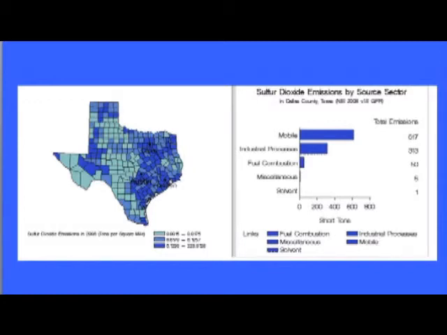Here's a chart of Dallas's sulfur dioxide emissions in 2008. Thus, it is clear that the effect that sulfur dioxide has on our own community here in Dallas and Texas is strong, and we must do what we can to reduce it.